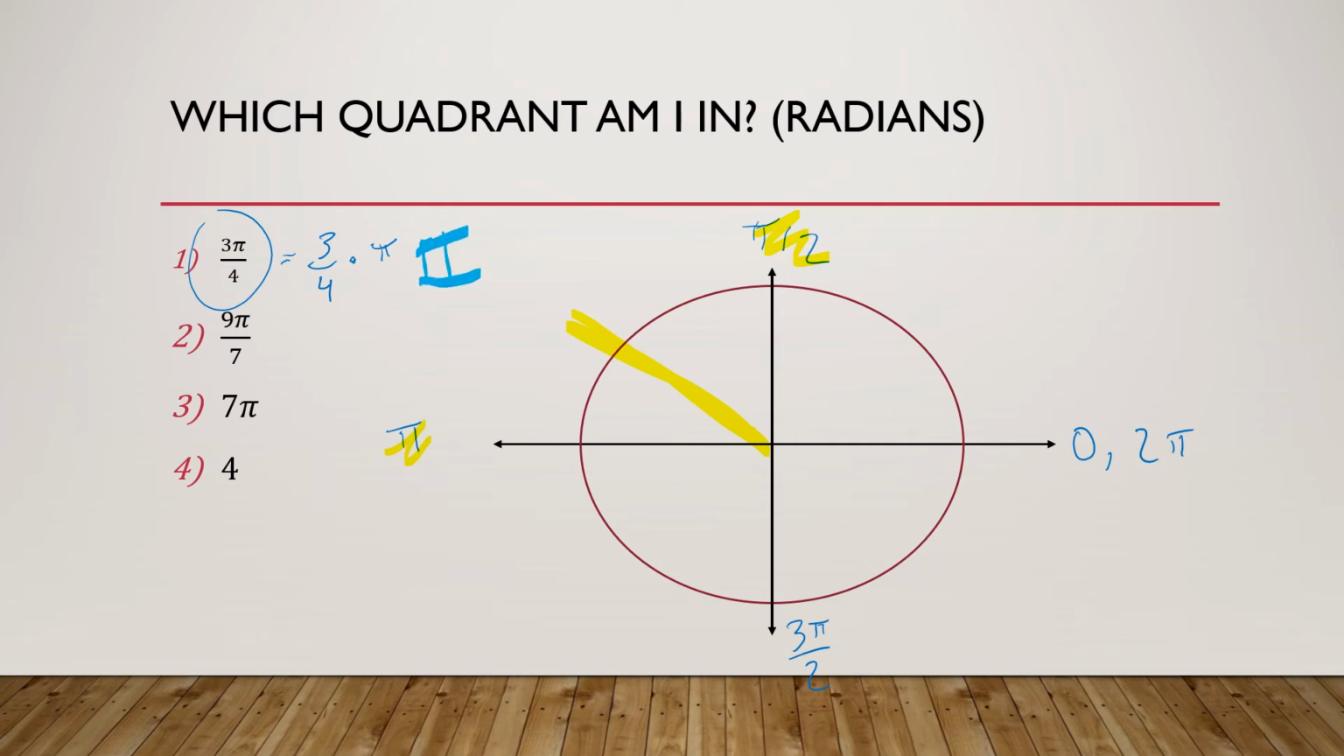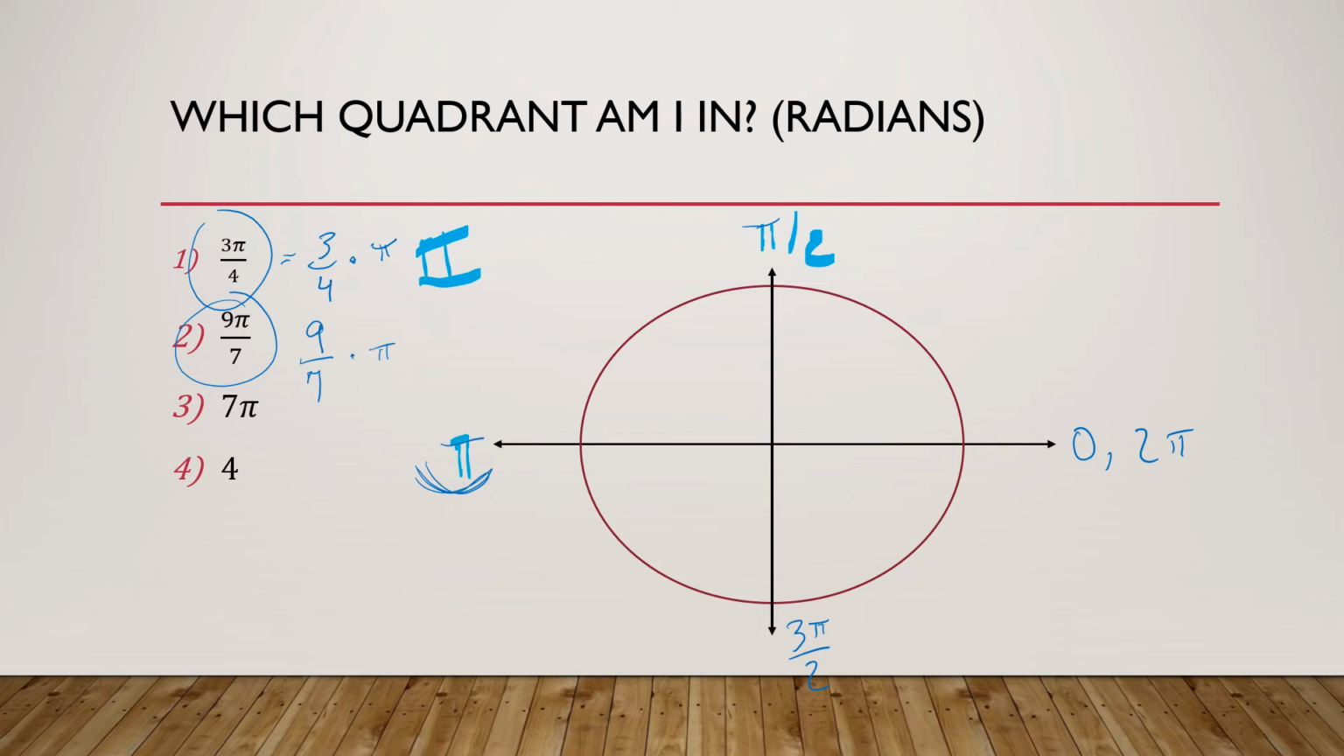Okay. All right, likewise, 9 pi over 7 here. So notice that is more than a pi. Alright, that's 9/7 of pi. So we would be past pi.